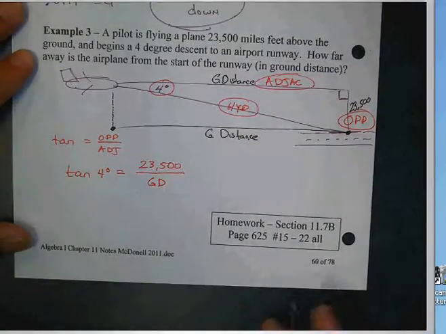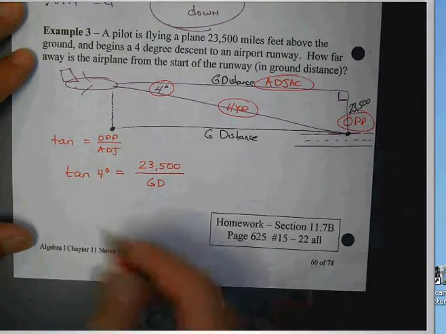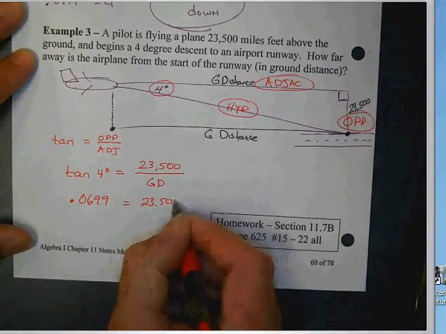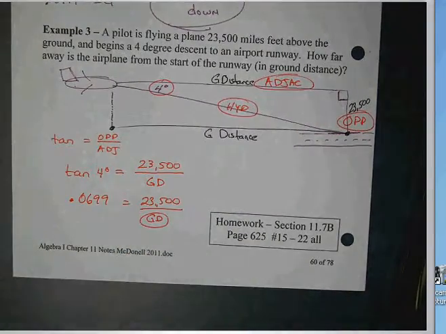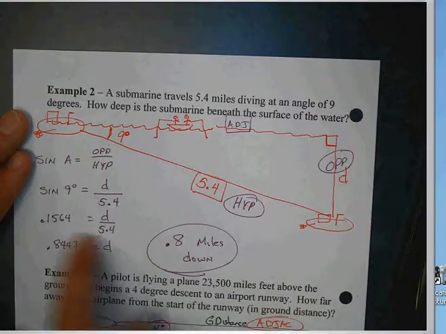All right, who's got the tangent of 4? 0.0699 equals 23,500 divided by ground distance. How do I solve for ground distance here? It's on the bottom. Any thoughts? We did a couple like this on Friday. How did we get rid of anything on the bottom? The last one, wasn't there a number on the bottom? How did we get rid of this 5.4? We multiplied it up. So multiply up.